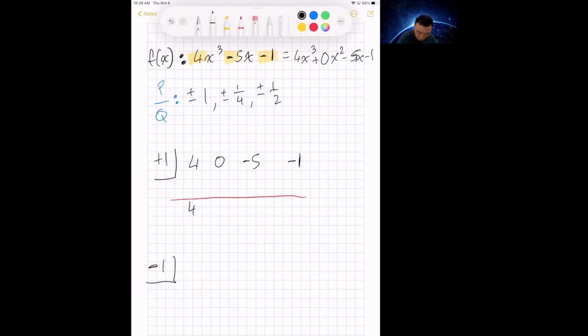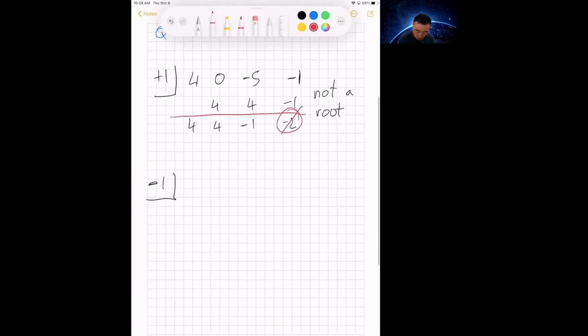The 4, this gives me a 4, it gives me a 4, this gives me a 4, this gives me a negative 1, this gives me a negative 1, that's a negative 2, so not a factor. Not a root, I'm sorry, not a root. Okay, so we don't want this, we don't want that. So let's try it again.